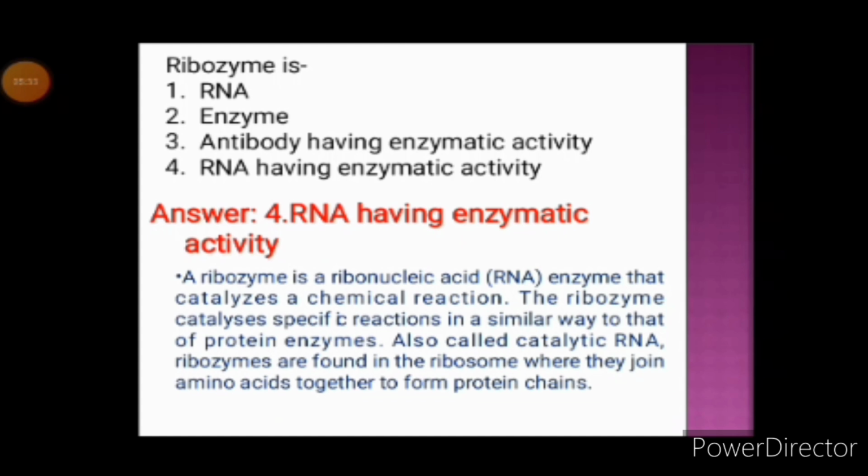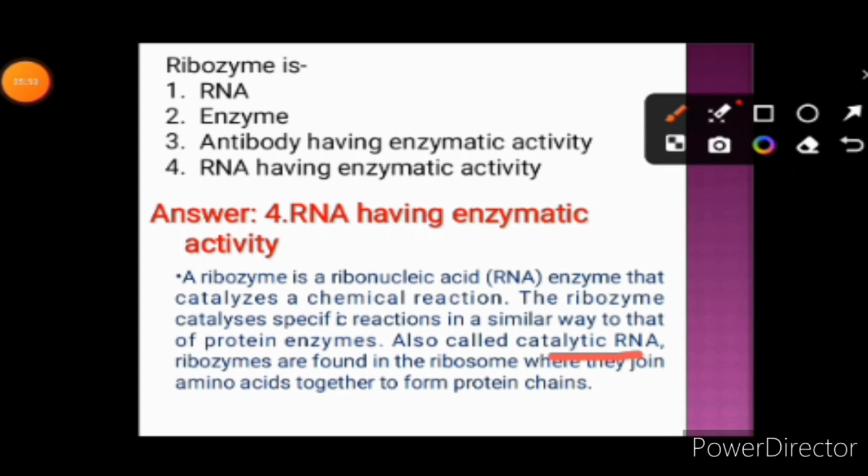The ribosome is a ribonucleic acid enzyme that catalyzes a chemical reaction. The ribosome catalyzes specific reactions in a similar way to that of protein enzymes. It is also called catalytic RNA because it has enzymatic activity. Ribosomes are found in the cell where they join amino acids together to form protein chains. So, ribosomes are RNA, that is ribonucleic acid, with enzymatic activity.